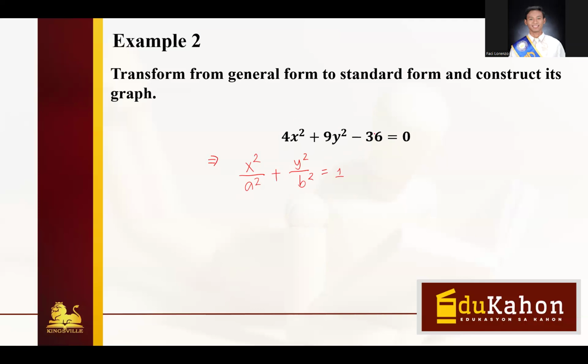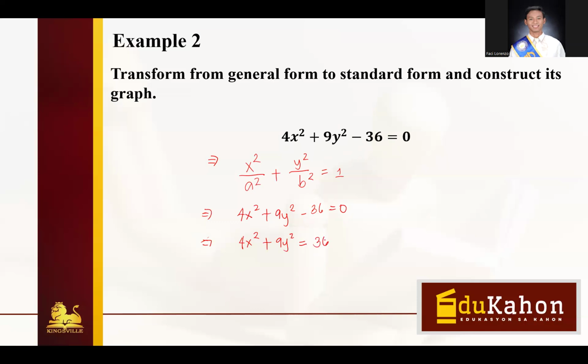Now, let's try to transpose negative 36 to the other side to make a constant or a whole number which is equal to 1. So let's rewrite 4x squared plus 9y squared minus 36 is equal to 0. Now, let's transpose negative 36 to the other side, and this will become positive. We have 4x squared plus 9y squared is equal to positive 36.